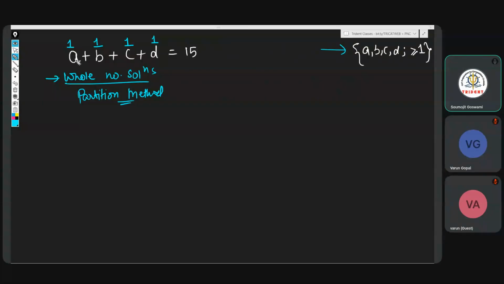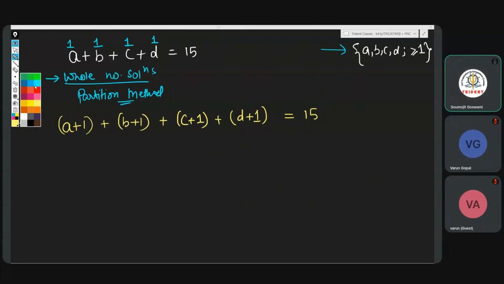Now, I am taking 1 from A. I basically was making an error. I am taking 1 from A, from B, from C, and D. So say I am taking A plus 1 plus B plus 1 plus C plus 1 plus D plus 1, that is equal to 15. Not adding anything to the right hand side, that you shouldn't do. Understand what I am saying? Now this is effectively A plus B plus C plus D equals 15 minus 4, that is 11.